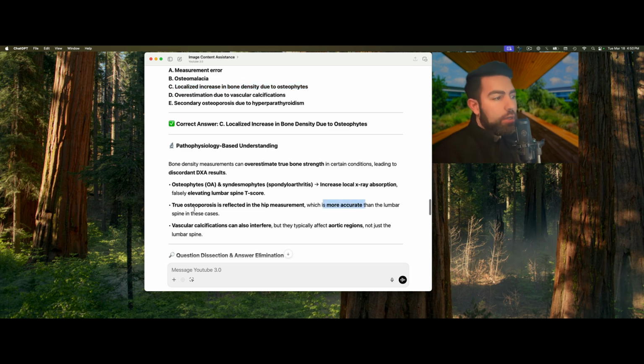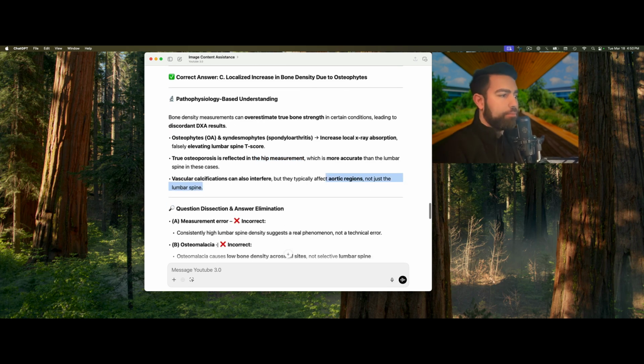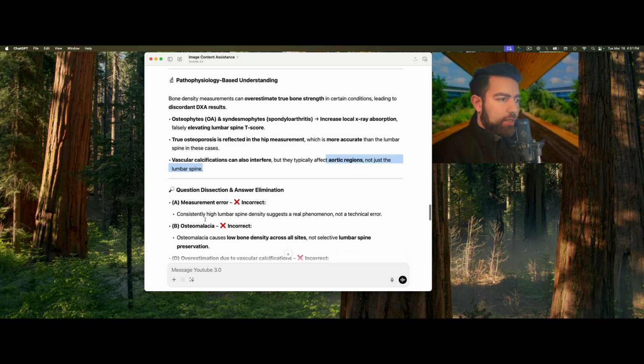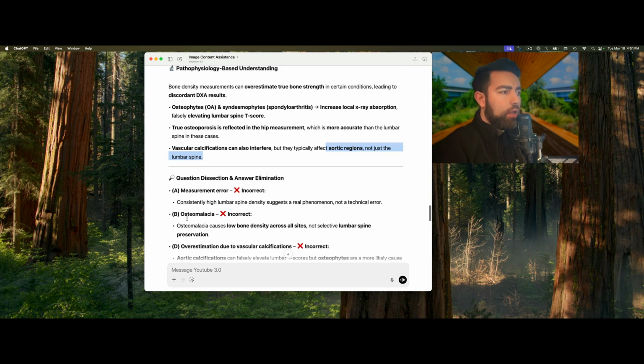And also remember, the hips would be more accurate areas to check. Vascular calcifications can also interfere, but they typically affect the aortic regions, not just the lumbar spine. Okay. So the first option was measurement error. That would be incorrect. Consistently high lumbar spine density suggests a real phenomenon, not a technical error.